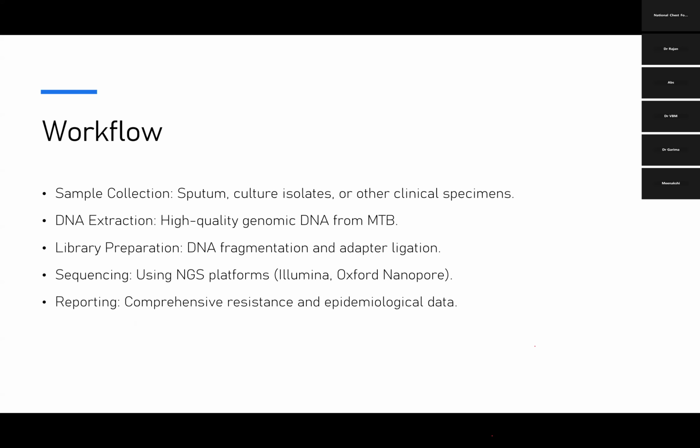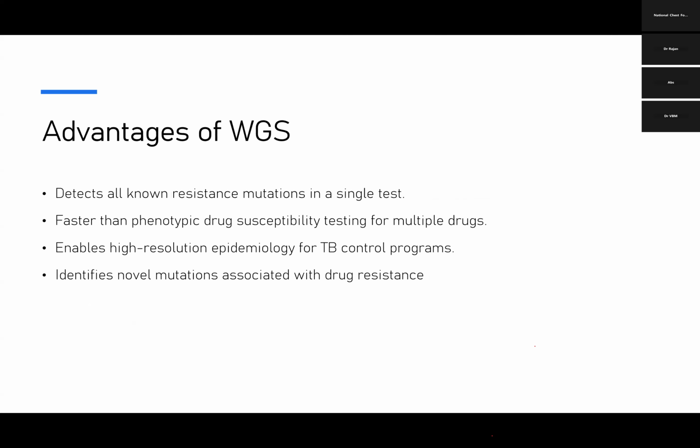So you collect the sample: sputum, culture isolate, or other clinical specimen. You do a high quality genomic DNA extraction from MTB. Then you do library preparation, where DNA fragmentation and adapter ligation are done. Then you use the NGS platform, next generation sequencing platforms, and then you report the comprehensive resistance and epidemiological data. The advantages of whole genome sequencing are that it detects all known resistance mutations in a single test, is faster than phenotypic drug susceptibility testing for multiple drugs, enables high resolution epidemiology for TB control programs, and also identifies novel mutations associated with drug resistance.